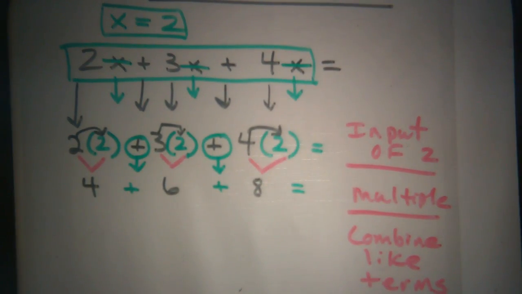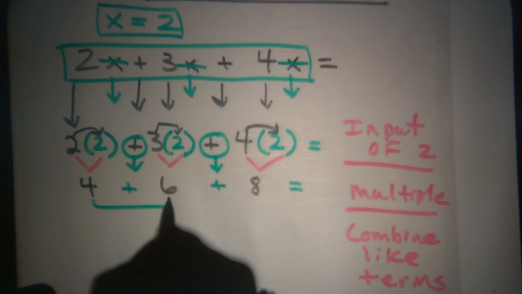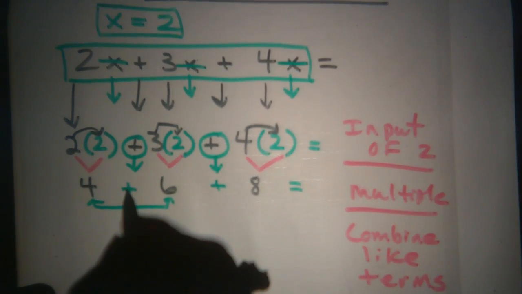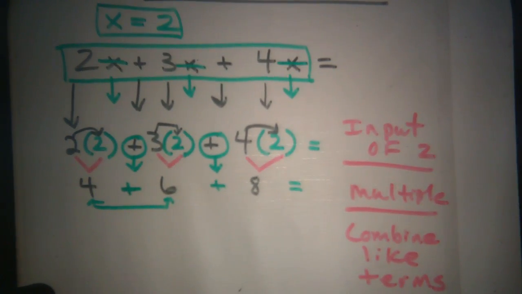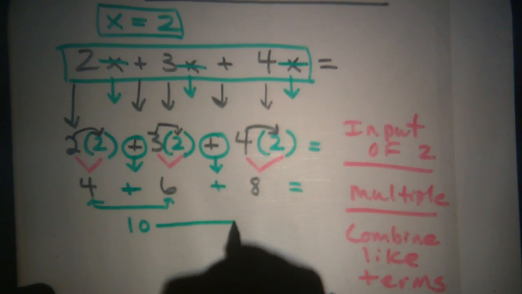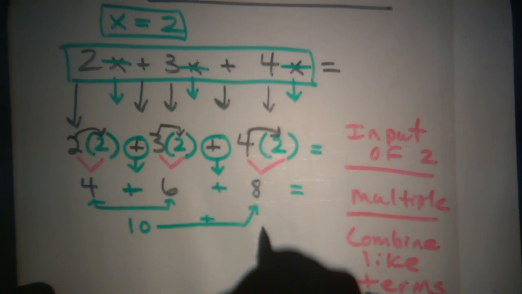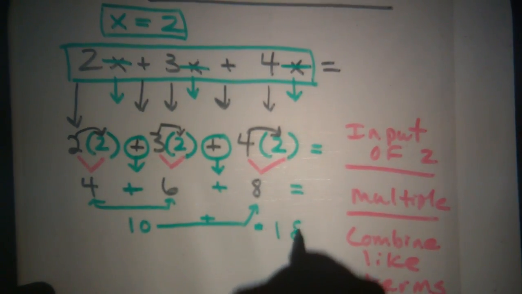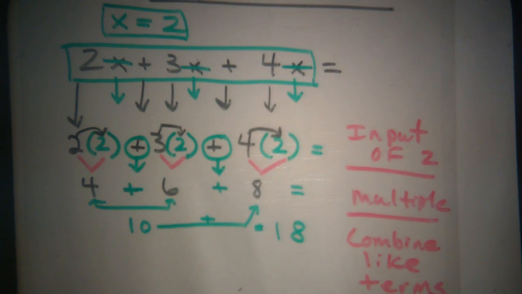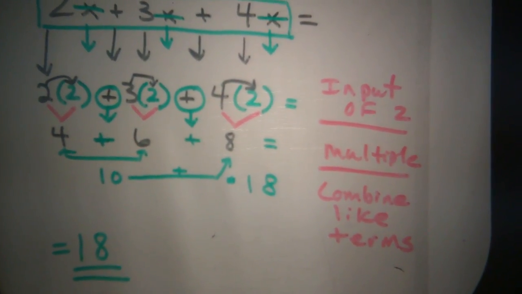Alright, so in combining like terms, I have 4 plus 6. I know it's a plus because I've signed, so that's 10. Then 10 plus 8 is 18. So my solution is 18.